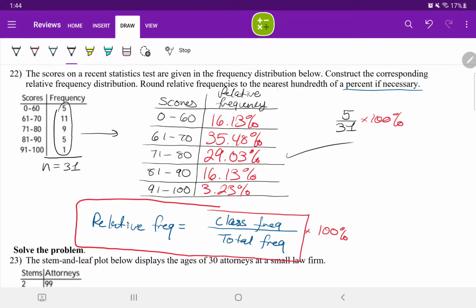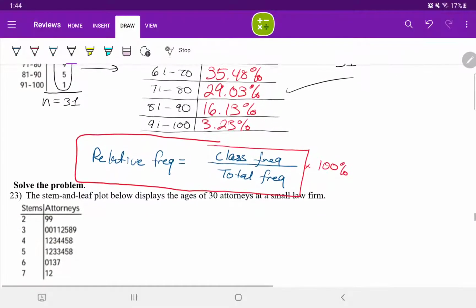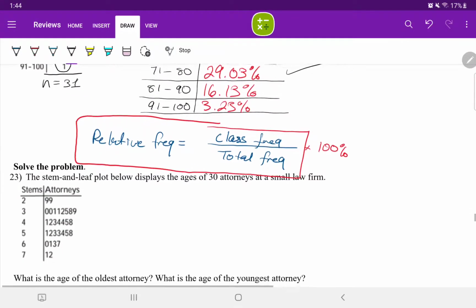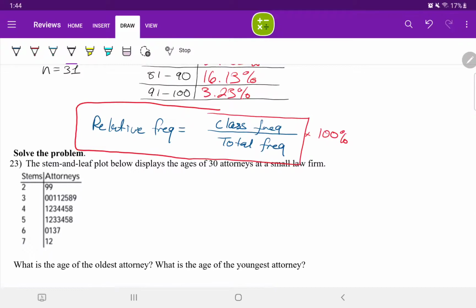We're also going to look at question number 23, which is analyzing a stem and leaf plot. The stem and leaf plot below displays the ages for 30 attorneys in a small law firm. What is the age of the oldest attorney? What is the age of the youngest attorney? Now, remember, for example, let's look at the stem that has 2. And you see 2 9s there.